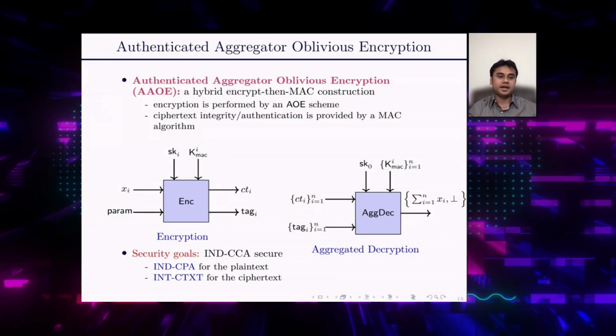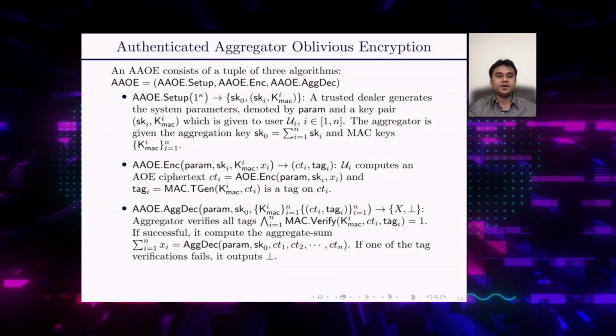An AAOE scheme has three algorithms: a setup algorithm, an encryption algorithm, and an aggregated decryption algorithm. For the setup algorithm, we assume there is a trusted dealer who generates the system parameters and creates some public parameters and some private parameters. The private parameters include a pair of an AOS key and a MAC key. For each user, the trusted dealer randomly samples an AOS key and a message authentication code key, and this pair of keys is given to the user. The aggregator is given an aggregation key, which is SK_0, and all the MAC keys. So this is the setup phase.